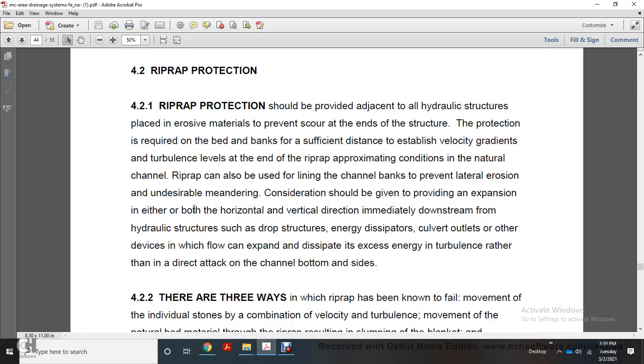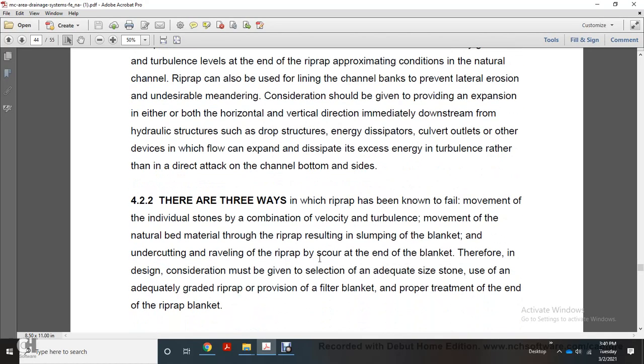Consideration should be given to providing expansion in both the horizontal and vertical direction immediately downstream of the hydraulic structure, such as a drop structure, energy dissipator, culvert outlet, or other device, so that the flow expands and dissipates its energy through turbulence rather than a direct attack on the channel sides.